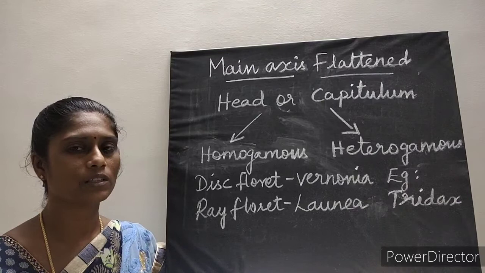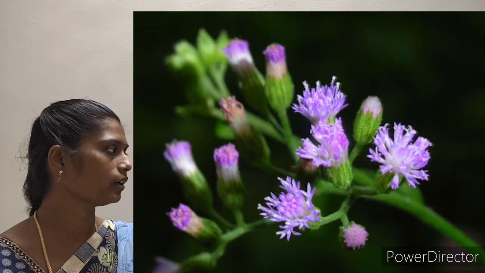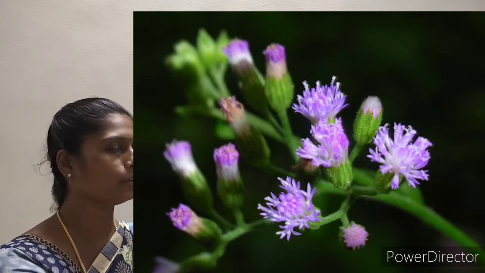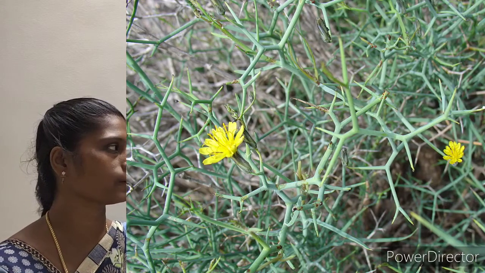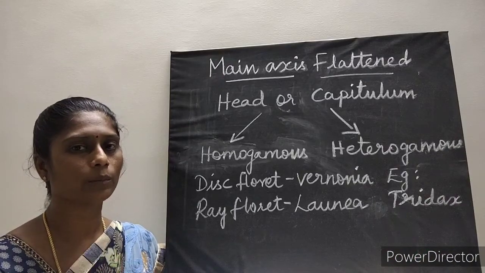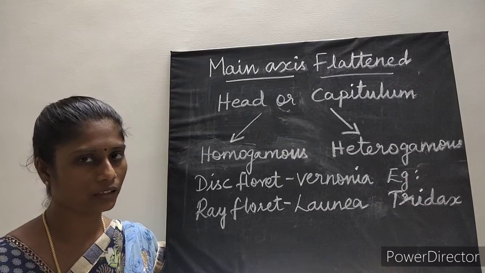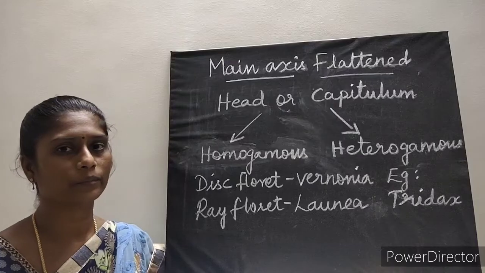Homogamous means an inflorescence contains a single type of floret. For example, Vernonia contains only disc florets, whereas Launaea contains only ray florets. Heterogamous means the head contains both types of florets, ray florets as well as disc florets. Example is Tridax. In Tridax the disc florets are present in the center and the ray florets at the margin. So this type is seen in Tridax, which is a heterogamous example.